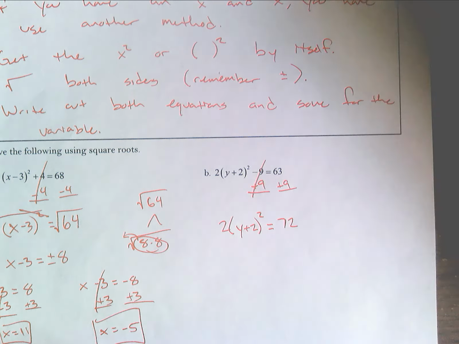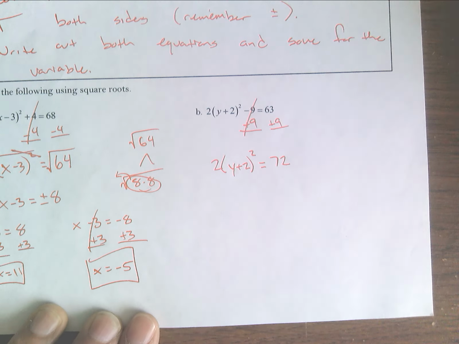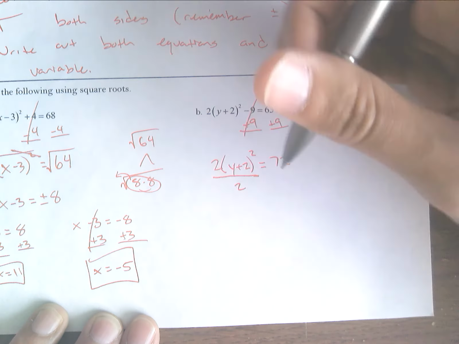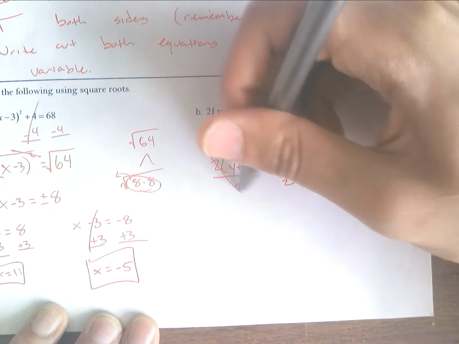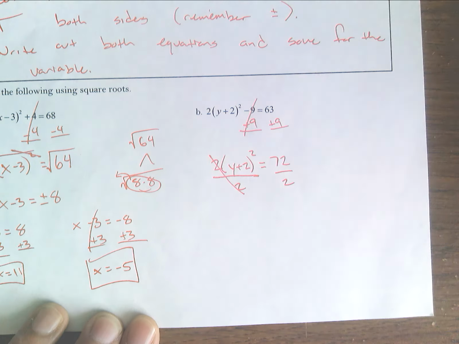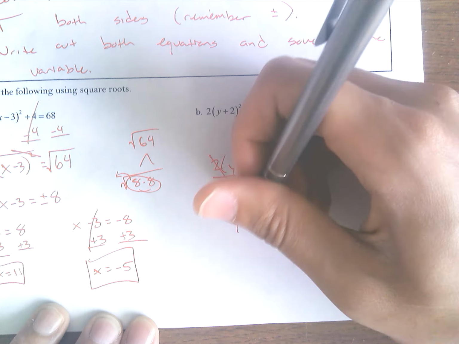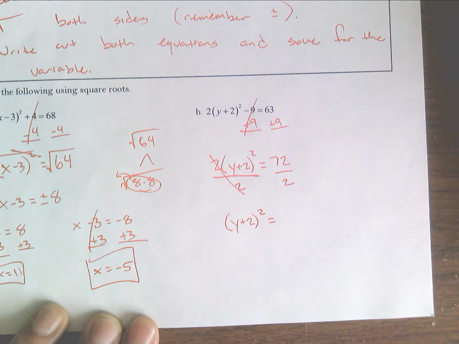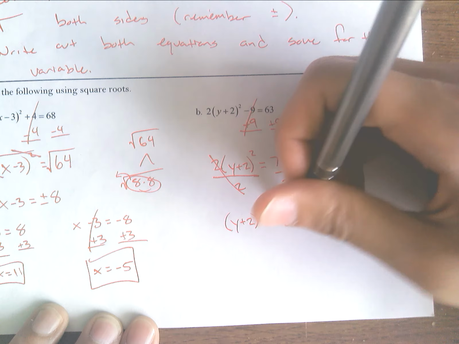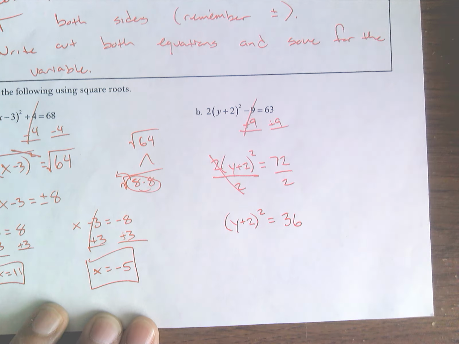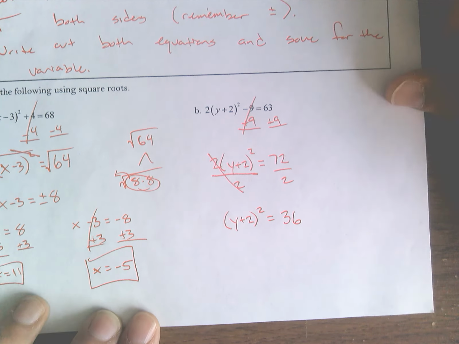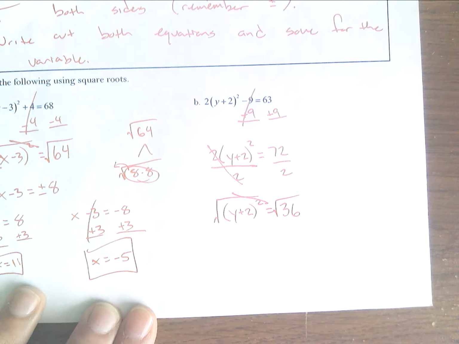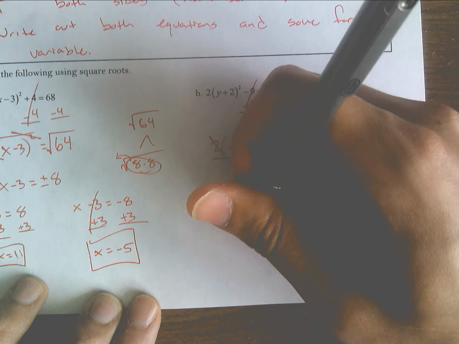All right. Moving along in reverse PEMDAS, we got to deal with that multiplication and division. I see that we've got 2 times this quantity, so we got to divide by 2. So the 2's cancel, and we're left with just y plus 2 quantity squared. On the right-hand side, we have 72 divided by 2. That's 36. And then we can move on to step 2, which is square root both sides. So we're going to square root both sides. The square and square root cancel with one another, so we're just left with y plus 2.